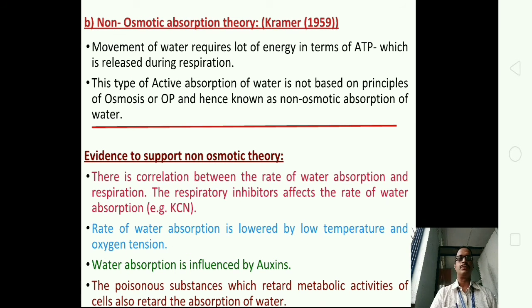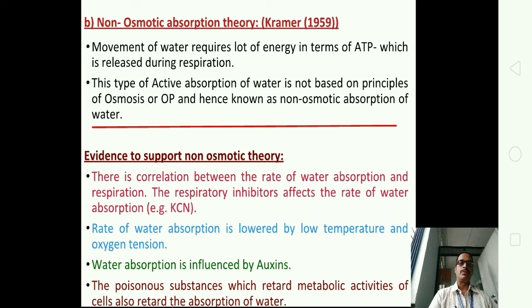The next theory was the non-osmotic absorption theory, which was proposed by Kramer in 1959. The movement of water requires a lot of energy in terms of ATP, which is released during respiration. So, water is absorbed against the osmotic gradients. Absorption of water occurs even when the osmotic pressure of soil water is higher than the cell sap.